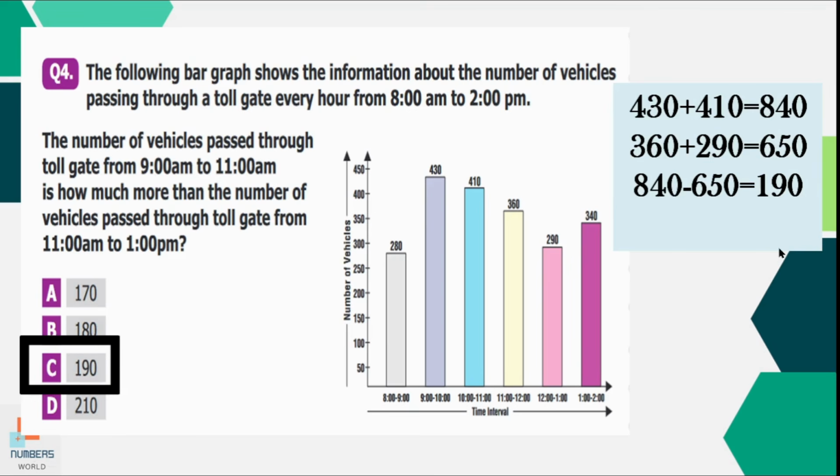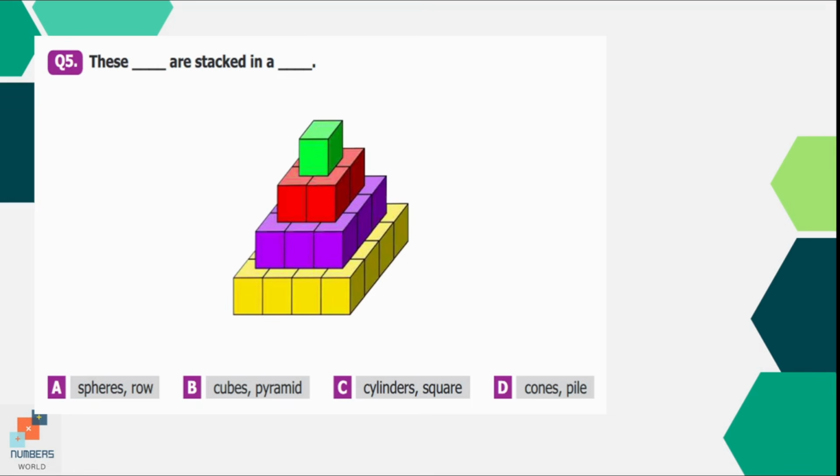190 more vehicles passed from 9 to 11 a.m. as compared to 11 to 1 p.m. Question number 5. These cubes are stacked in a pyramid. If we look at all our options, option B is the correct option here.